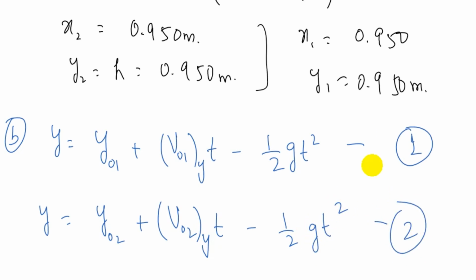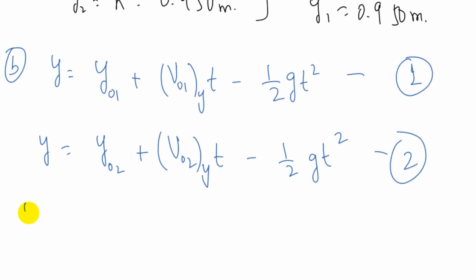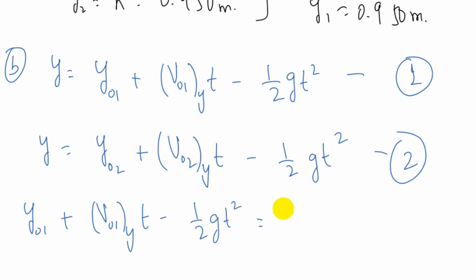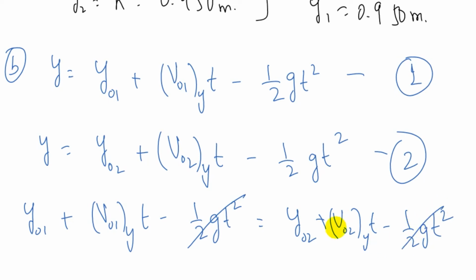This is for the marble 2, and we know that these y coordinates are equal, so we can equate these two equations. So we can write that y naught 1 plus v naught 1 in the y direction multiplied with t minus 1 over 2 gt square is equal to y naught 2 plus v naught 2 in the y direction multiplied with t minus 1 over 2 gt square. So this term and this term will cancel.